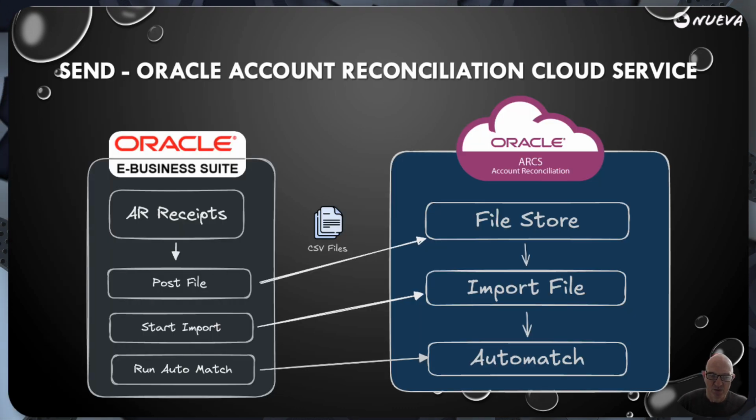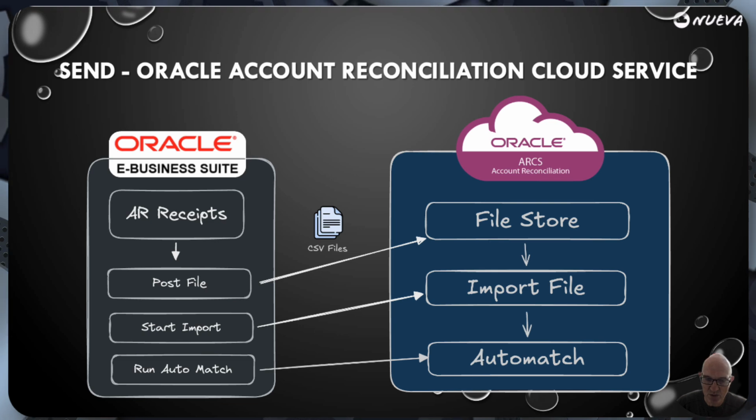In this example, we are maintaining invoice receipts in e-business suite, and we need to send those receipts to Oracle Account Reconciliation Cloud Service, where they're going to be matched with some other files. So the first thing we need to do is call a file store API in Oracle ARCs. So we're going to send the CSV files generated of those AR receipts to the file store in ARCs.